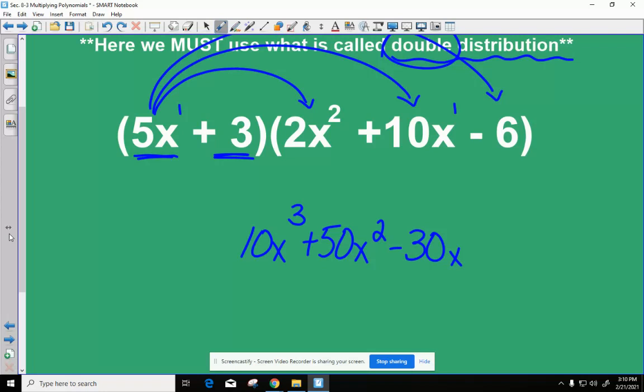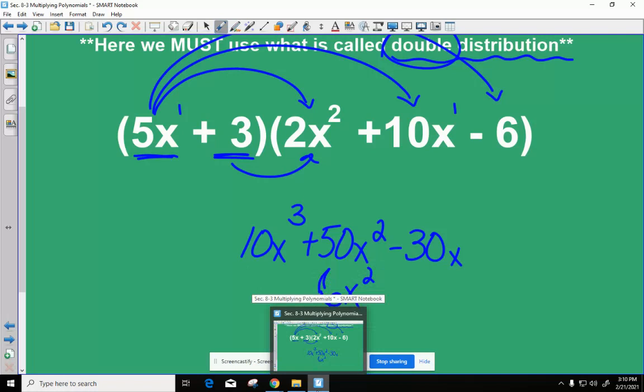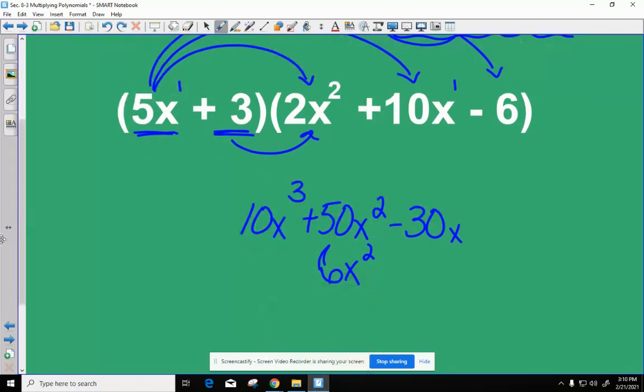All right. To avoid some crazy confusion, I'm going to draw my next arrows underneath. So from the 3, I'm going to go to the 2x squared. That is a total of 6x squared. Instead of writing it over here, I'm actually going to write it down below because 6x squared and 50x squared are like terms. And so in a moment, I'm going to put those two together.